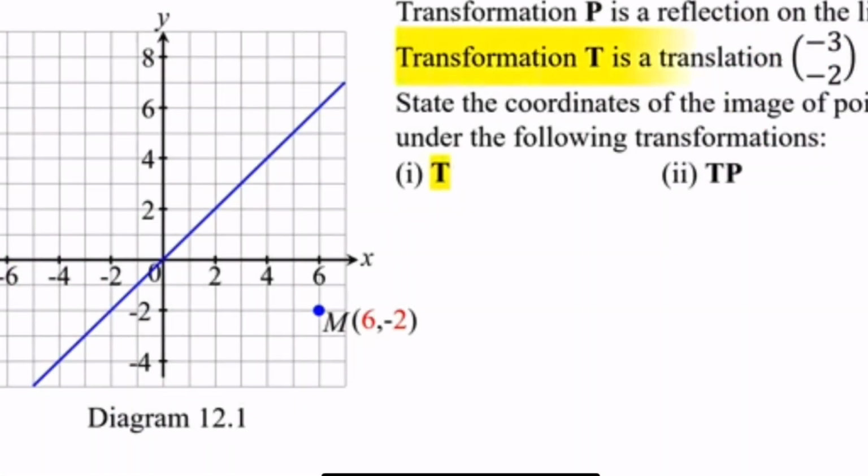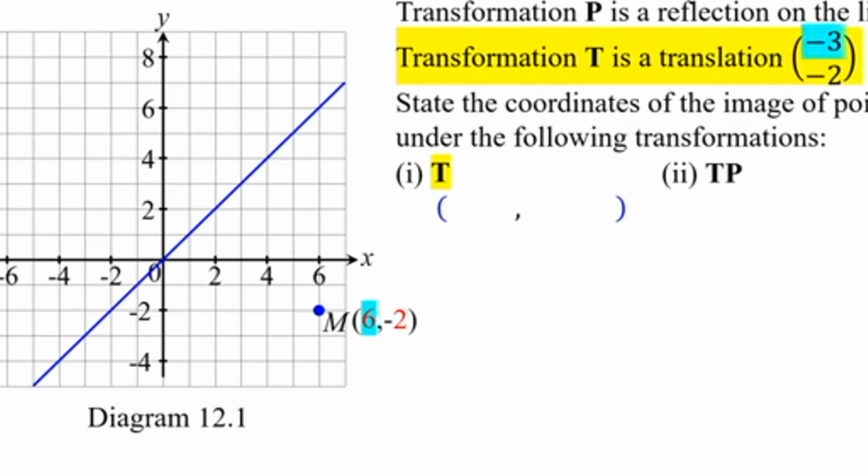Hi guys, today I'm going to teach you how to score perfectly for transformation. Transformation T is a translation -3, -2.